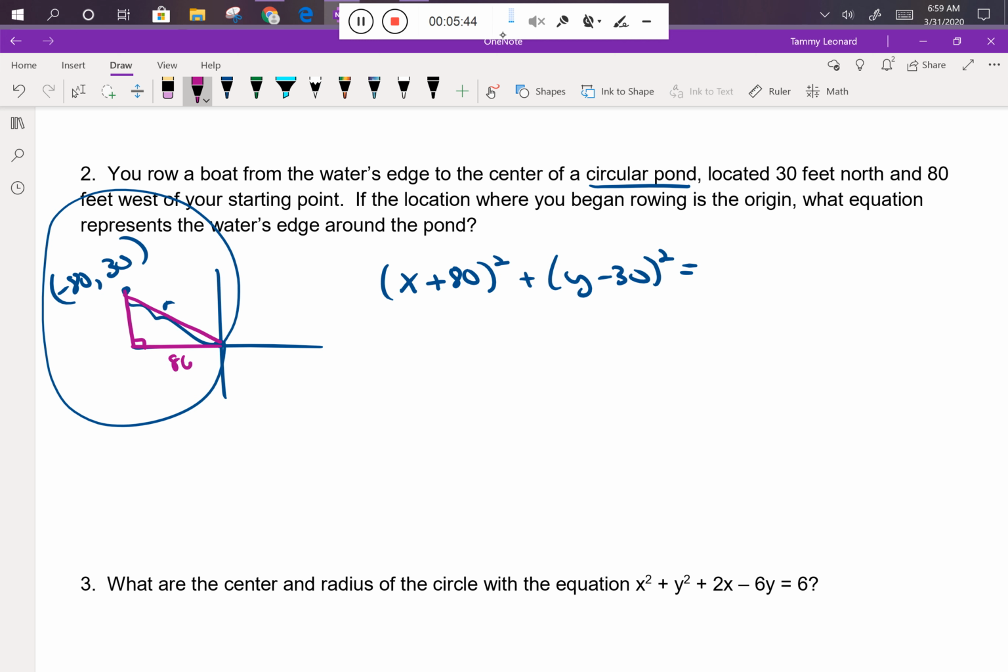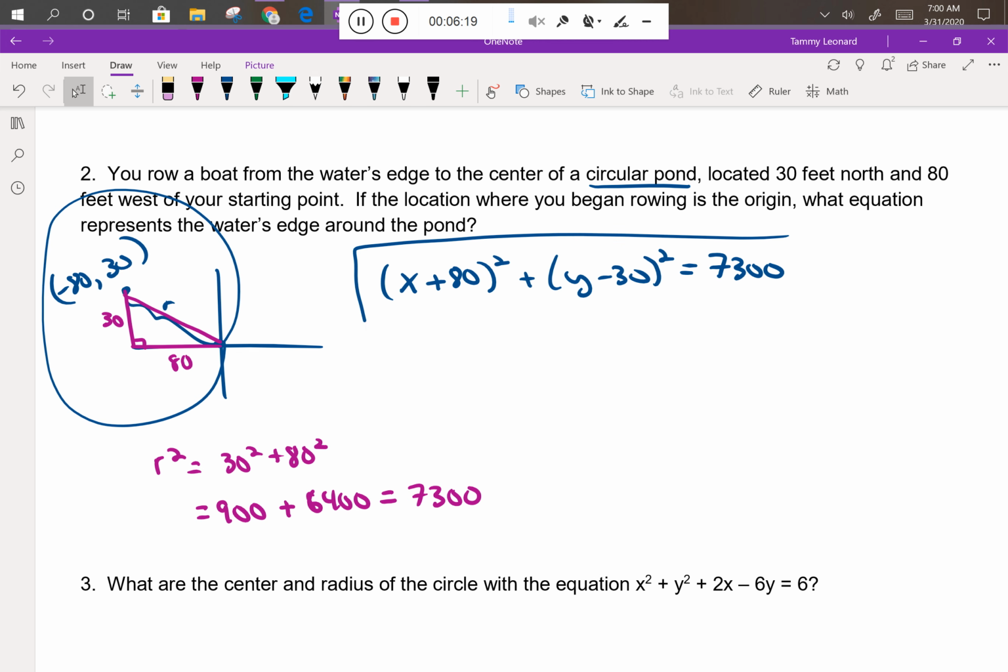So if we went 80 units to the west, that's a negative number, but all we really care about here is length. And 30 units north, well, r squared can be found with my Pythagorean theorem. That's going to be 30 squared plus 80 squared. And I don't even need to take the square root because I want r squared for my equation. So 30 squared will be 900 and 80 squared will be 6,400. So we've got 7,300 as our r squared. So that's the number that goes in. And you now have an equation for that circle.